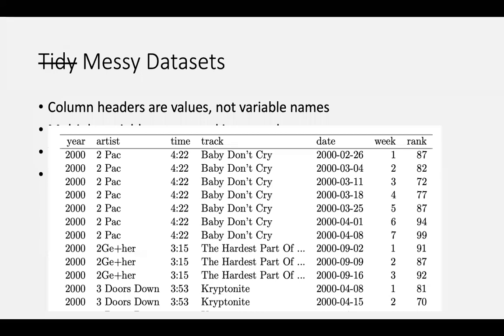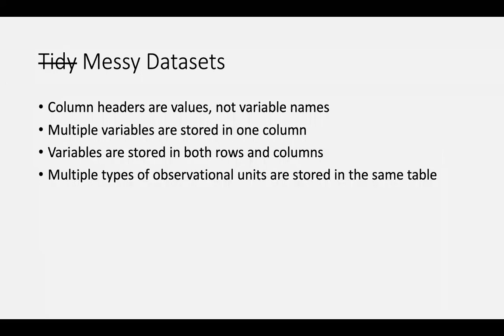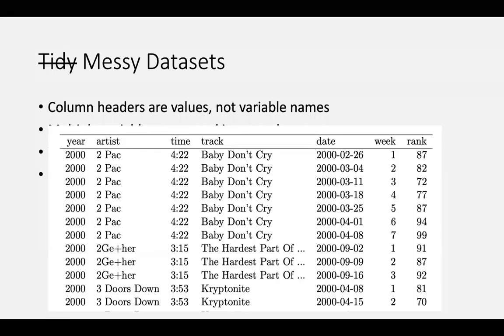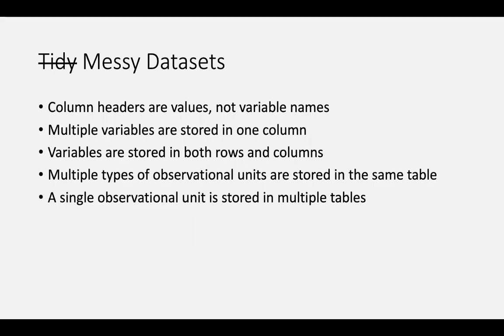So multiple types of observational units are stored in the same table, okay? And then finally, a single observational unit is stored in multiple tables. Say you've got one particular site, and then you've got plant data, say you took community observation data for plants, and then you took it for, say, animals or invertebrates or birds or whatever. Maybe it makes sense to store those in different ways, but if they actually lined up, we could think about putting all those observational units into a single table.